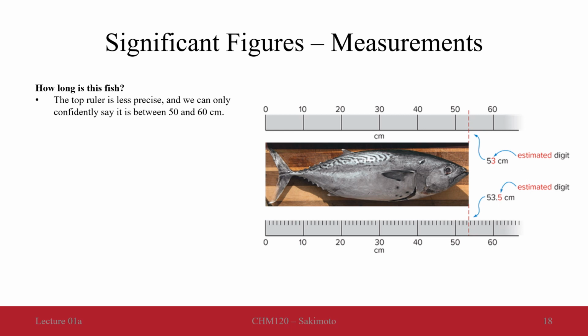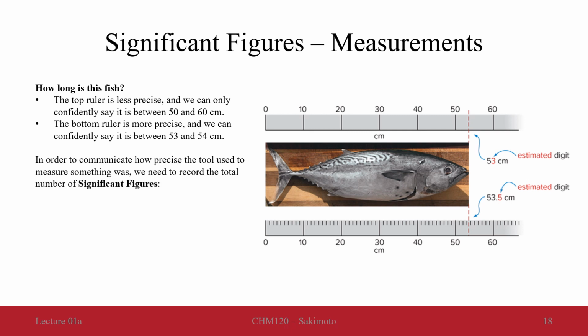Because we only have lines every 10 centimeters, we could confidently say that this fish is somewhere between 50 and 60 centimeters. Because we only have lines at these positions, we can't be very precise about this length, only somewhere between these two ranges. Compare that to the ruler on the bottom, which has a tick mark, a line, every 1 centimeter. A different ruler, in this case more precise, with more tick marks. And because of the additional tick marks, we can be even more precise and say that this fish is somewhere between 53 and 54 centimeters.